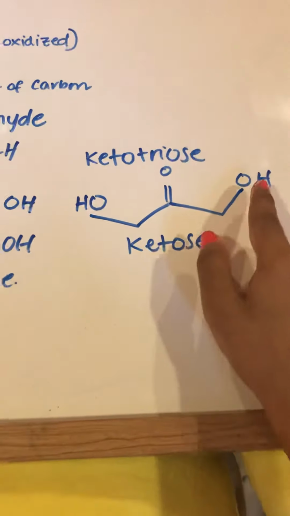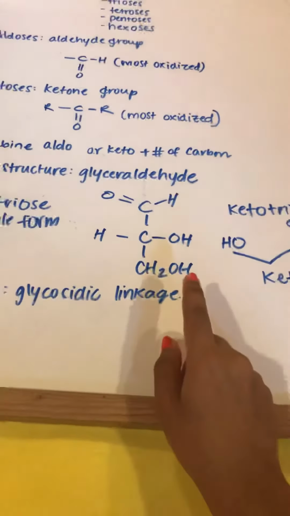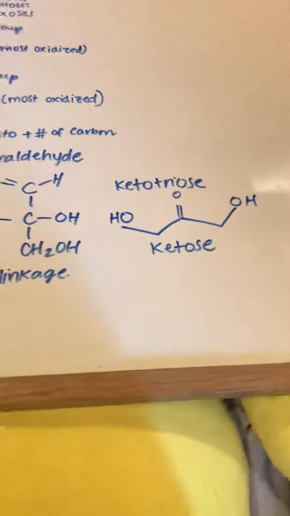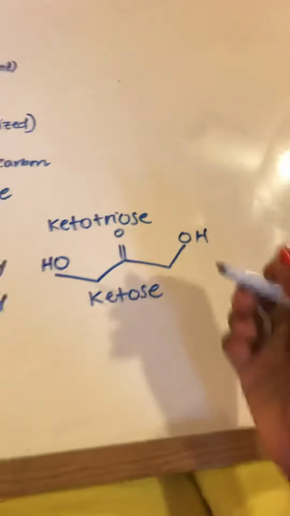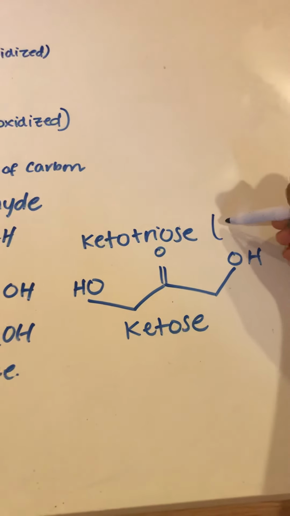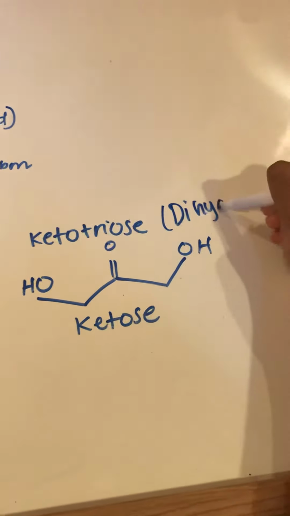These 2 are basically the most basic forms of aldoses and ketoses. This one is called glyceraldehyde, and this one is dihydroxyacetone. I'm going to write that out real quick so you have it for your notes. The simplest form of a ketotriose is also called dihydroxyacetone. So these are the simplest forms of the sugar.